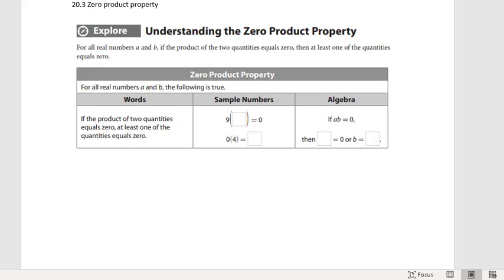First off, we need to understand what the zero product property is. For any real numbers a and b, if you multiply them together and it equals 0, then one of the numbers has to be 0. Think of 9 times 0 equals 0, and 0 times 4 is 0. The only thing that works as the answer there is 0. So if a times b is equal to 0, then a equals 0 or b equals 0.